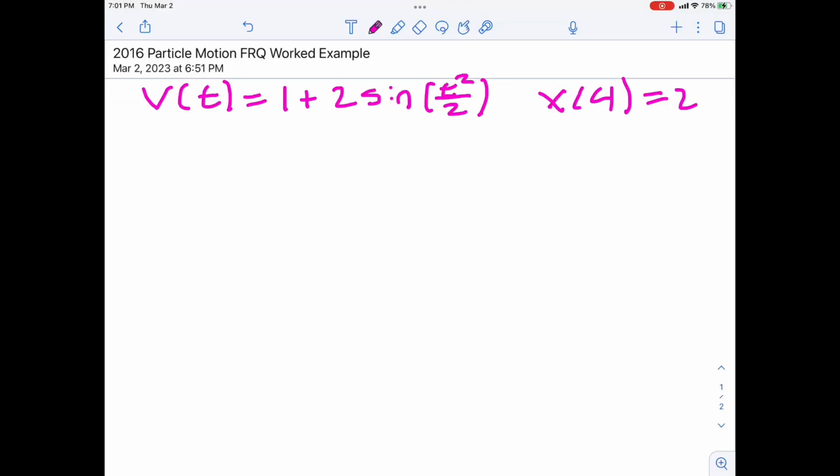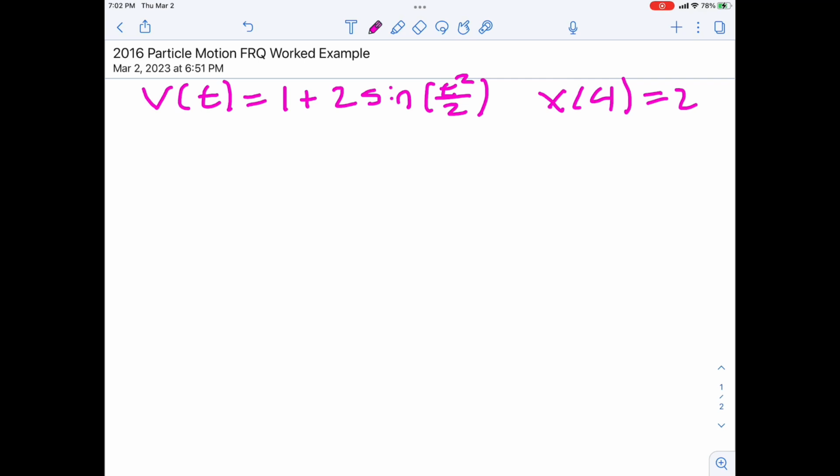I want to go through how to do the 2016 Particle Motion FRQ that we're doing this week. So I'll start by just reading out the question. It says, for t greater than or equal to 0, a particle moves along the x-axis. The velocity of the particle at time t is given by v of t equals 1 plus 2 sine of t squared divided by 2. The particle is at position x equals 2 at time t equals 4.